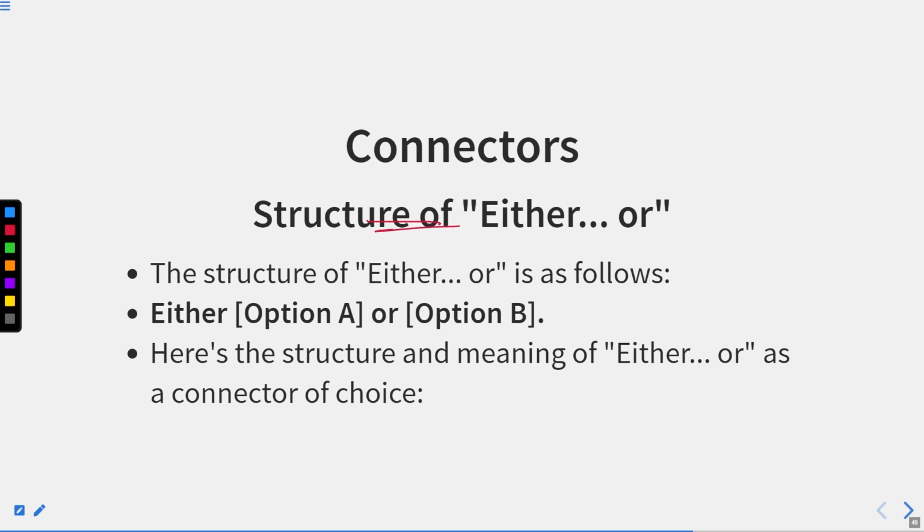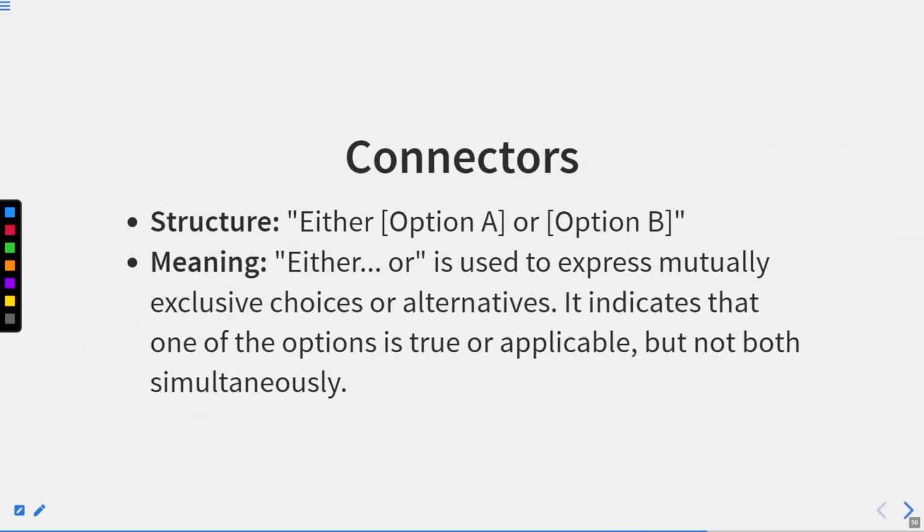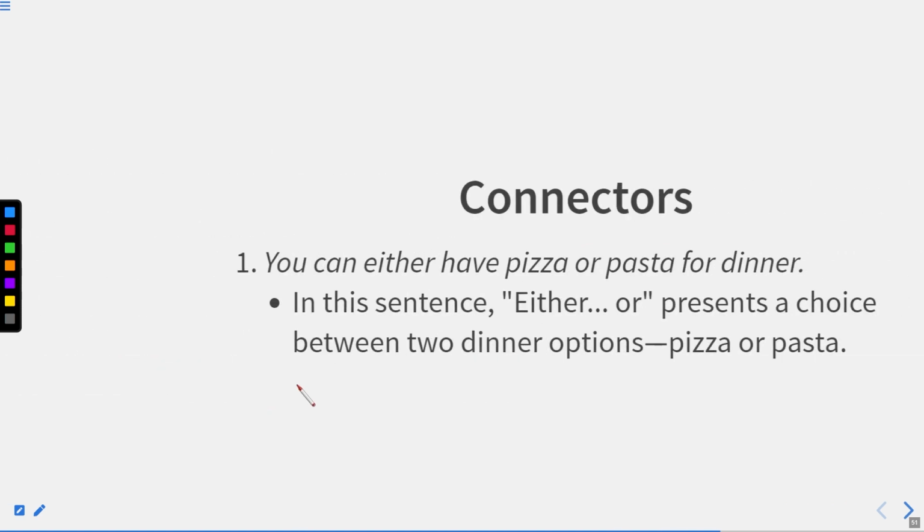Now let us see the structures of either or. The structure of either or is as follows. First of all, we'll have either, then option A, then or, then option B. Here is the structure and meaning of either or as a connector of choice. Structure: either, option A, or, option B. Meaning: either or is used to express mutually exclusive choices or alternatives. It indicates that one of the options is true or applicable but not both simultaneously.